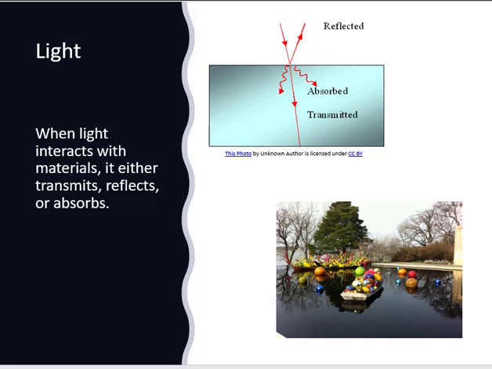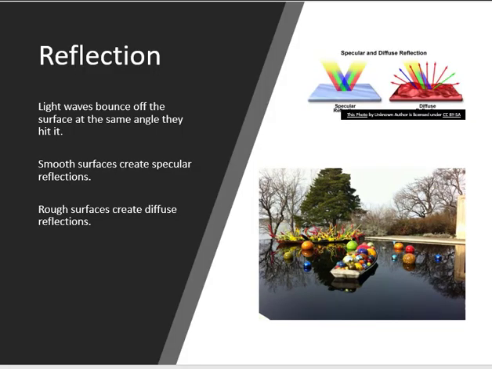So let's talk a little bit about light interacting with materials in general. When light hits anything different, so if it's traveling through air to water or water to glass, it's either going to transmit, going through it, or it's going to reflect back, or it's going to be absorbed. And it can do a combination of any of those three things. So we'll start with reflection.